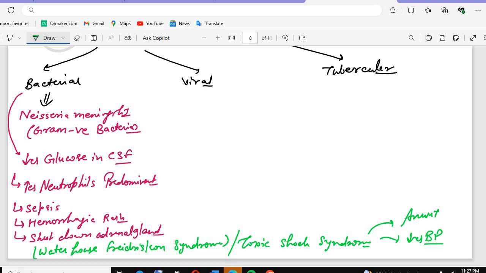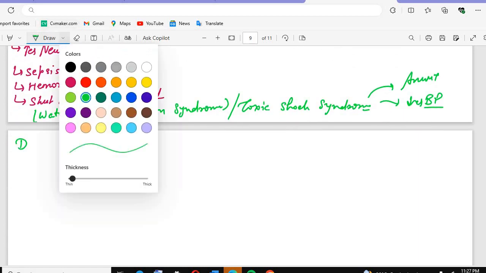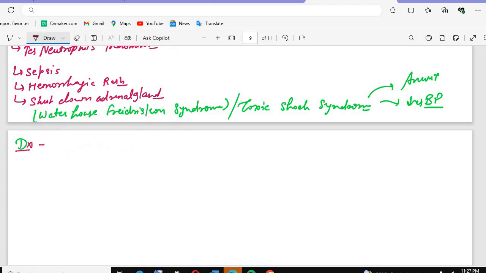So for the diagnosis of bacterial meningitis, we will do a lumbar puncture, and in the lumbar puncture, what you will see is pus. Remember, the lumbar puncture is done at which lumbar vertebra? L3, L4. We do it at L3, L4.